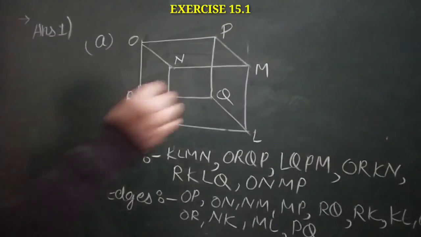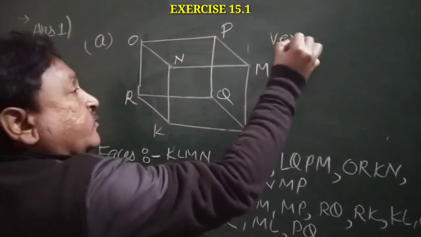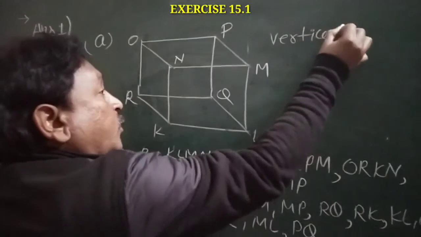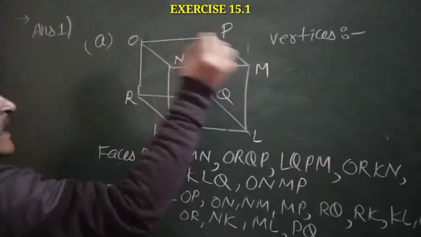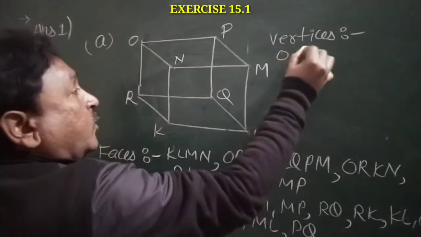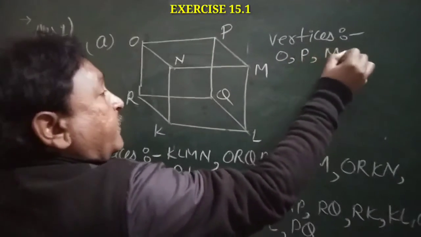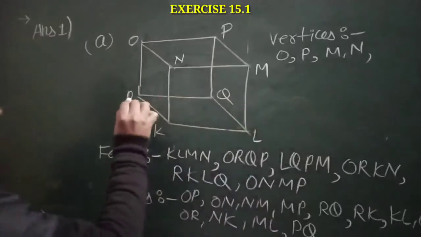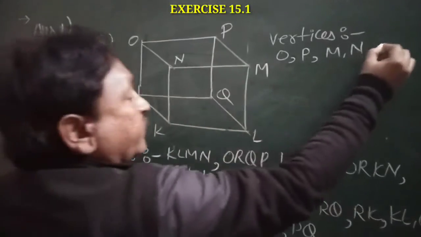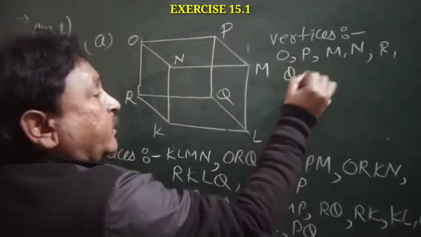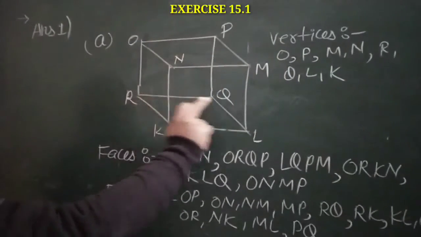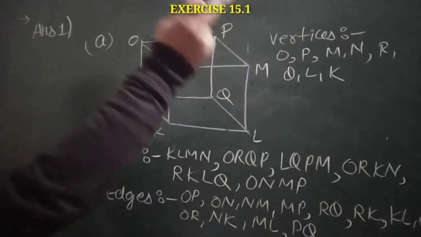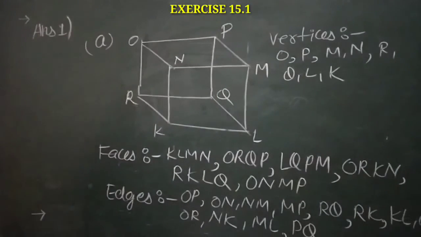Now we need to write vertices also. Vertices again. OPMN, okay, different we will take. OPMN. RQLK. These 4 we had taken, these 4 we had taken. I think all we had taken. Okay, so just note it in your fair copies.